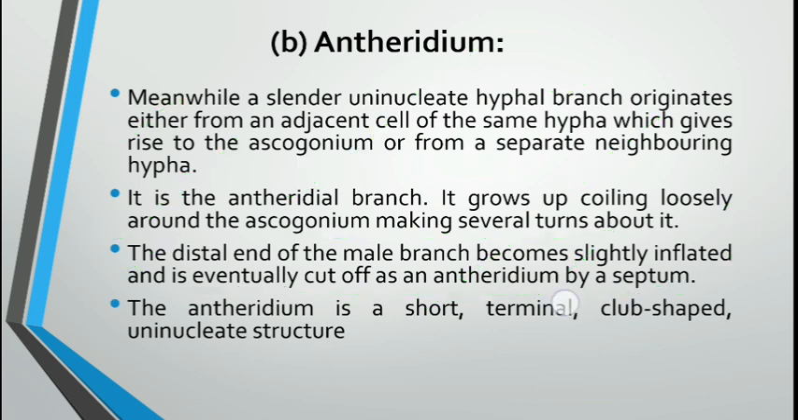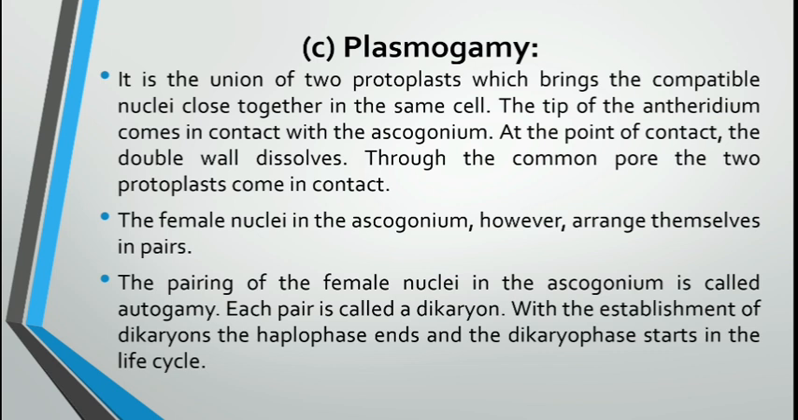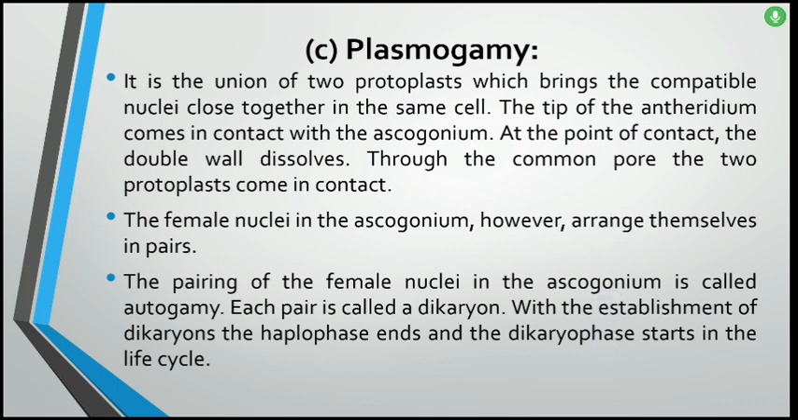Next, plasmogamy. After the coiling of antheridium around the ascogonium, its union takes place, and it is the union of two protoplasts which brings the compatible nuclei close together in the same cell. The tip of the antheridium comes in contact with ascogonium, and at the point of contact, the double wall, both the wall of antheridium as well as ascogonium, dissolves. Through the common pore, the two protoplasts come in contact.